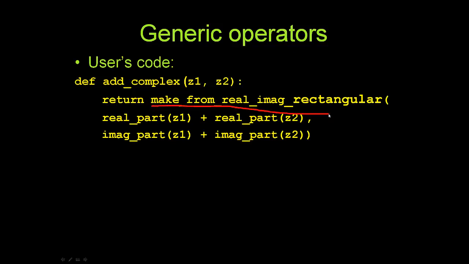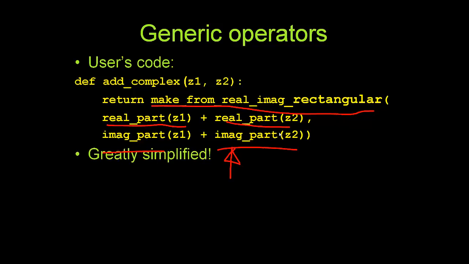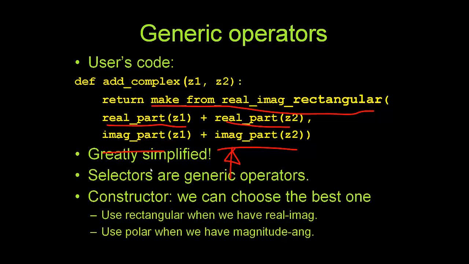Essentially, you do make real, imaginary, rectangular, real part Z1, real part Z2, and so forth. Now, the real part is the generic operator that takes care of figuring out what is the type of the complex number and matches the correct function to the data, to extract the real imaginary parts. So this makes life very simple, and the selectors are now generic operators. Now the constructor, we can decide which one we want to use and use the better one. When we want to use real imaginary, we can use the rectangular coordinate because it doesn't lose any accuracy. Whereas if you use magnitude angle, you use polar because this will store the values in the underlying form.